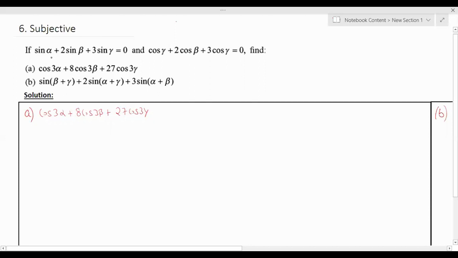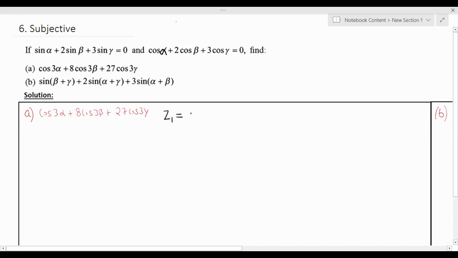So there are two relations given to us: sine alpha plus 2 sine beta plus 3 sine gamma equals 0, and cos alpha plus 2 cos beta plus 3 cos gamma equals 0. So to solve this kind of problem, what do we do? We consider complex numbers which have the arguments alpha, beta, and gamma.